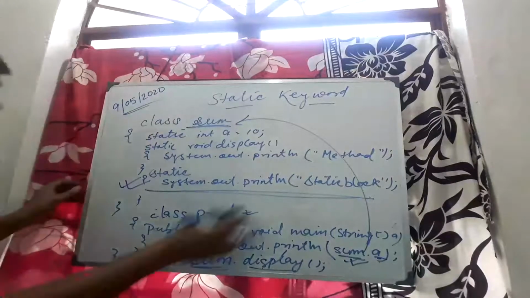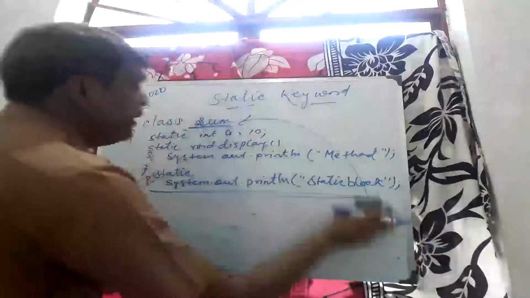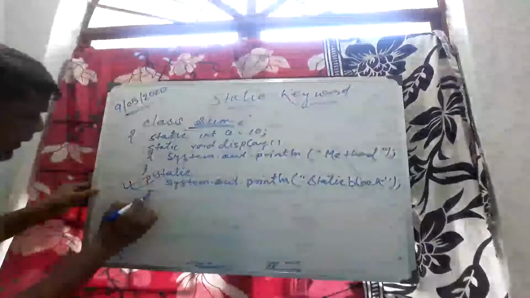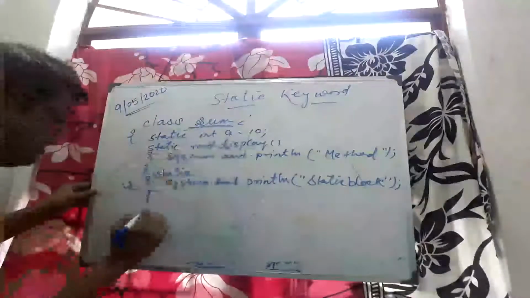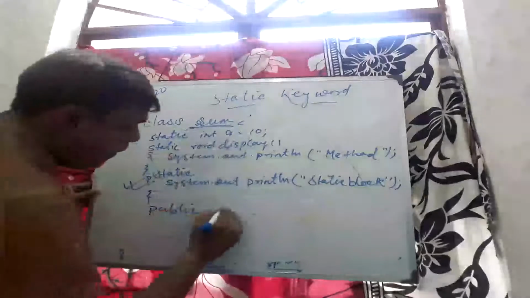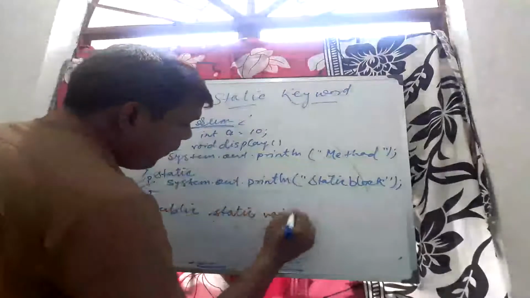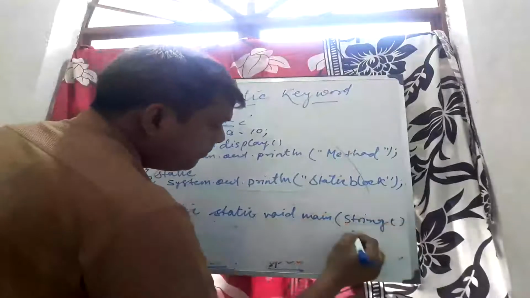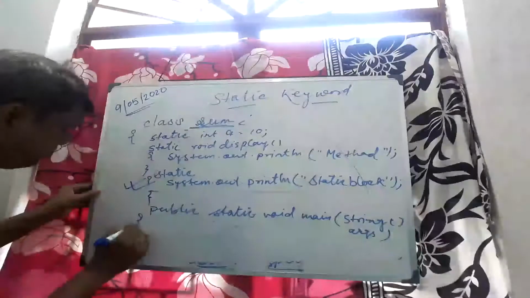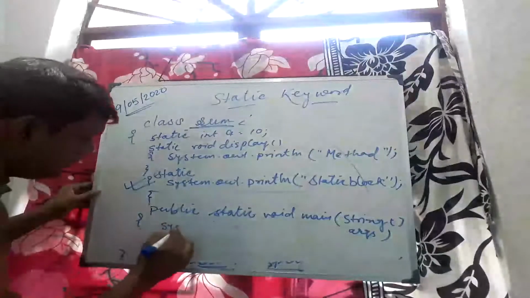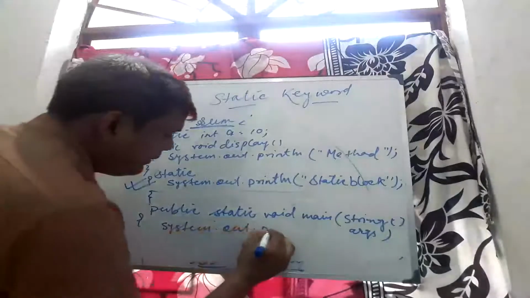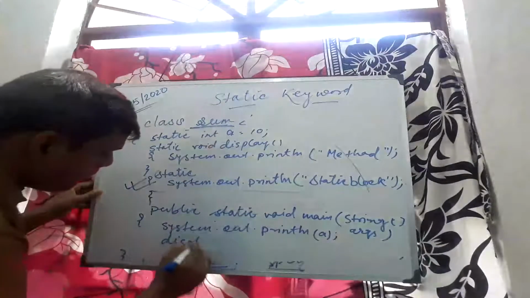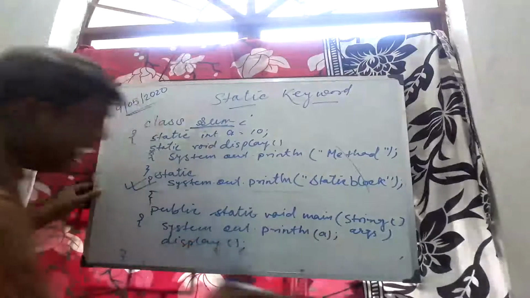Clear? Now suppose it is not in a different class, suppose everything is there in the same class. Yeah, same class, static display, static. Now here, public static void main. a and display. Everything I have defined in the same class.